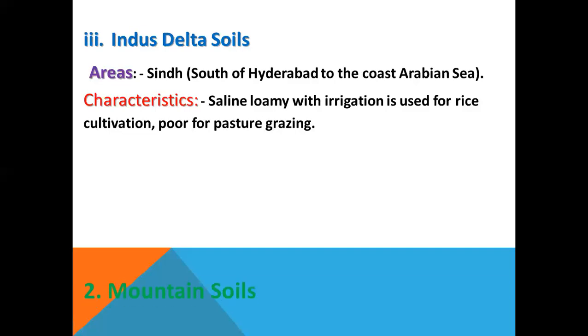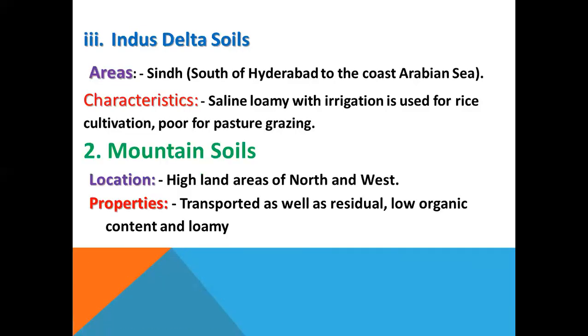Here, students, we will study the second regional group of Pakistan. That is mountain soils. Location of this type of soil is highland areas of north and west. Properties: transported as well as residual, low organic content and loamy. I can explain it further.